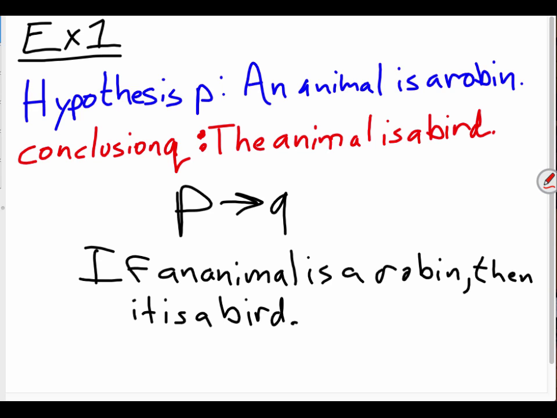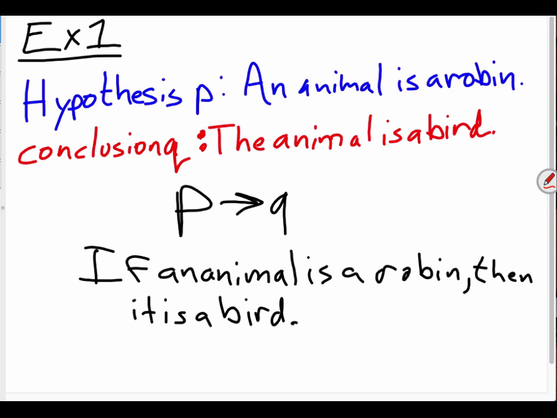So the way that this is set up, P implies Q. And the only validity I could get out of that statement is if the first part is true. The way that I've got, we'll teach you other ways, but for right now, focus on that. If an animal is a robin, then it is a bird. We're not talking about if it's a bird, then it's a robin. That's something different.